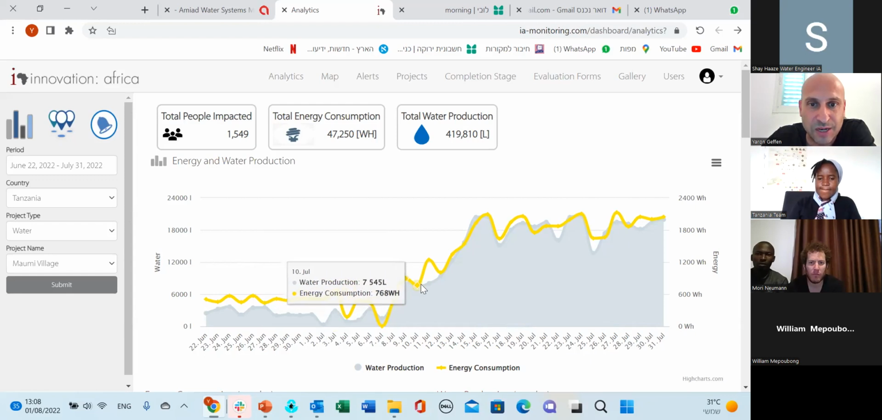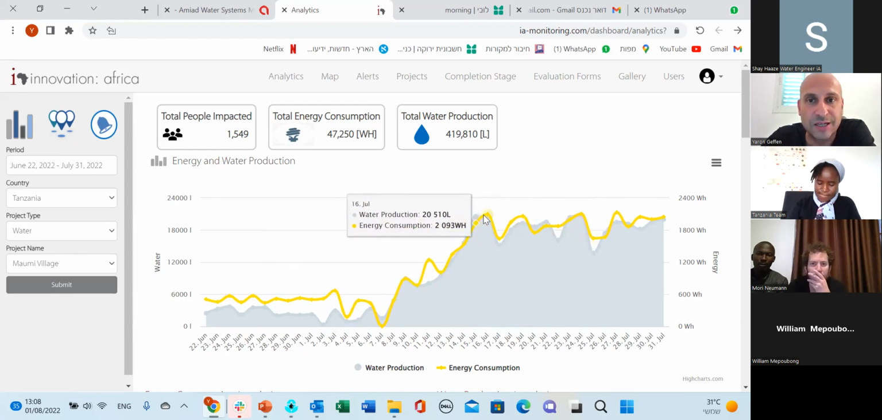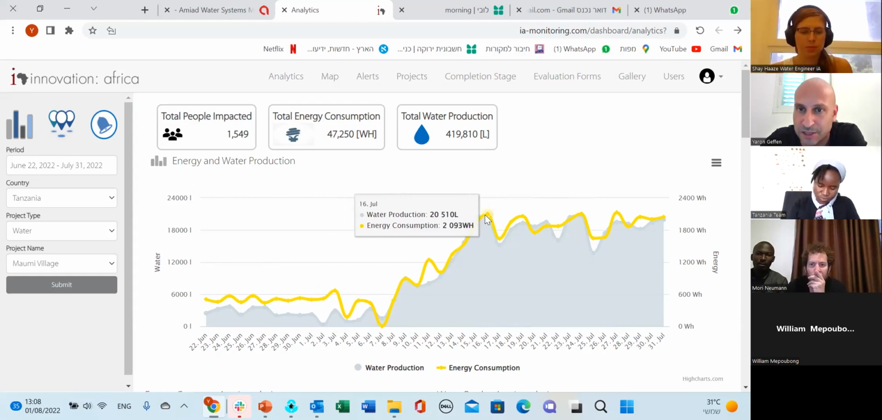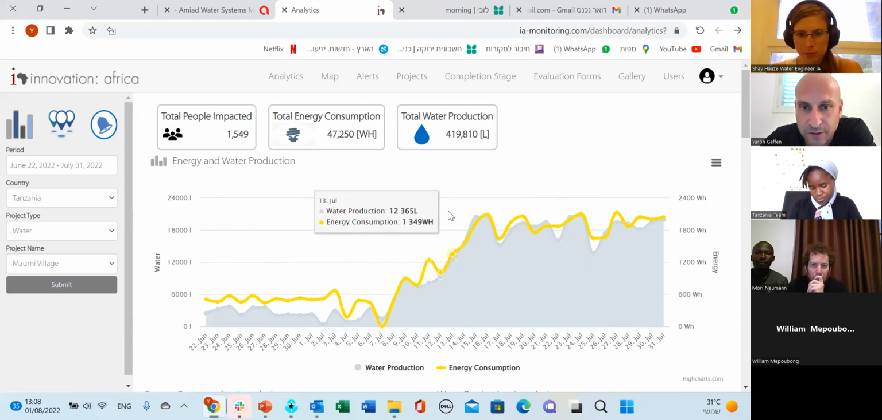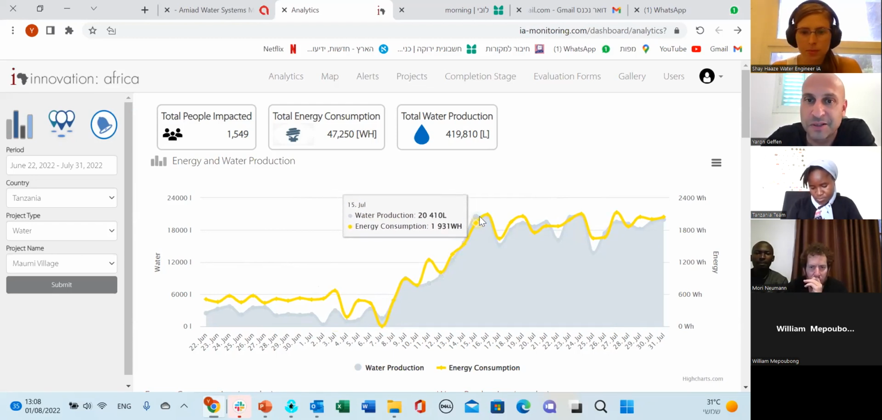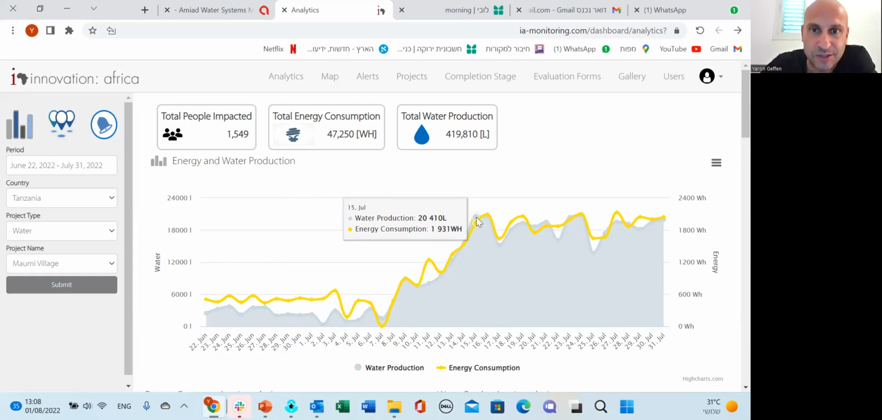It started to rise, and now it is stable around 20,000 liters per day. This is the average supply. So this is more or less 12 liters per person per day that we're supplying in Maumi, which is actually quite nice. And we see that the system has been very stable for the last 3 weeks, and it is supplying very well. So this was for me an interesting lesson to see how the tariff is affecting the water consumption.